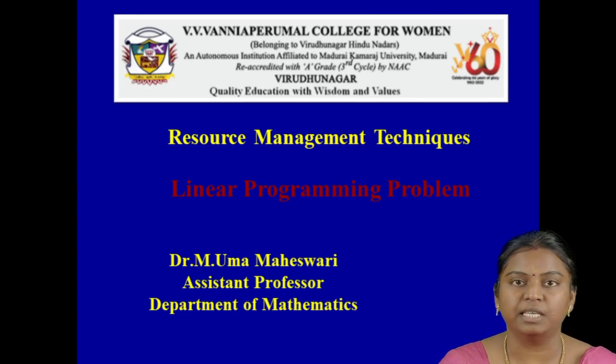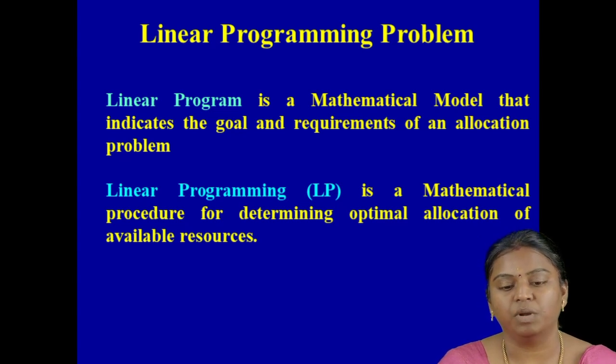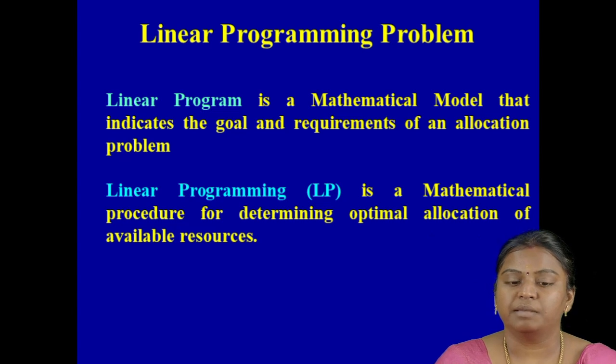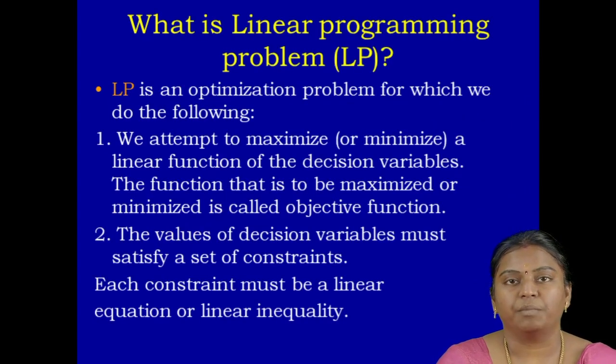First of all, let us see what is a linear programming problem. A linear program is a mathematical model which indicates the goal and requirements of an allocation problem. Basically, it is the problem of allocation. Linear programming is a mathematical procedure for determining optimal allocation of the available resources in our hand. So let us check what is a linear programming problem.